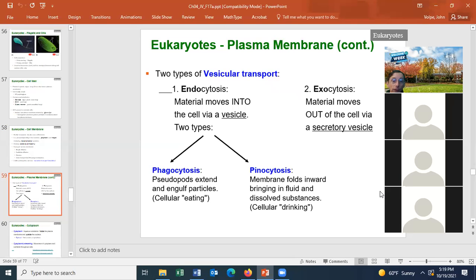All right, there are two types of endocytosis, and one is phagocytosis, the other is pinocytosis. Does anybody have an older version of the textbook?